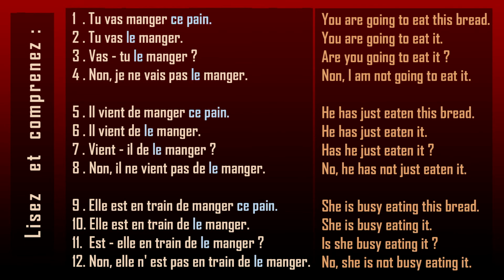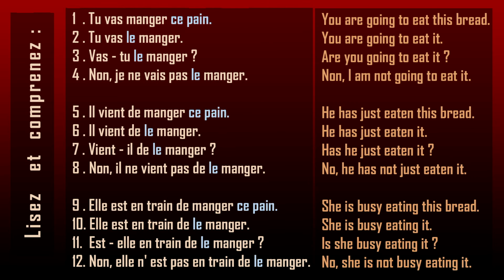Read number 5. Il vient de manger ce pain. He has just eaten this bread. Il vient de manger ce pain. In the sixth sentence, the direct object noun ce pain is replaced by a pronoun le, and this le is written before the main verb manger. Il vient de le manger. He has just eaten it. Number 7. Vient-il de le manger? Has he just eaten it?